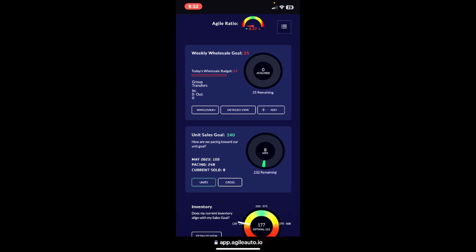So, wanted to give you a quick overview of how cool the mobile experience is for AAuto, Agile Autos.